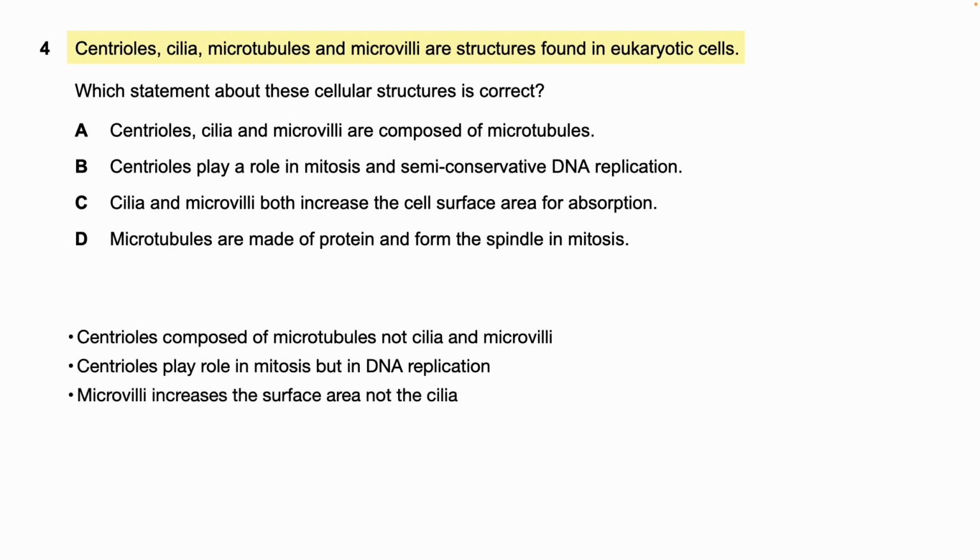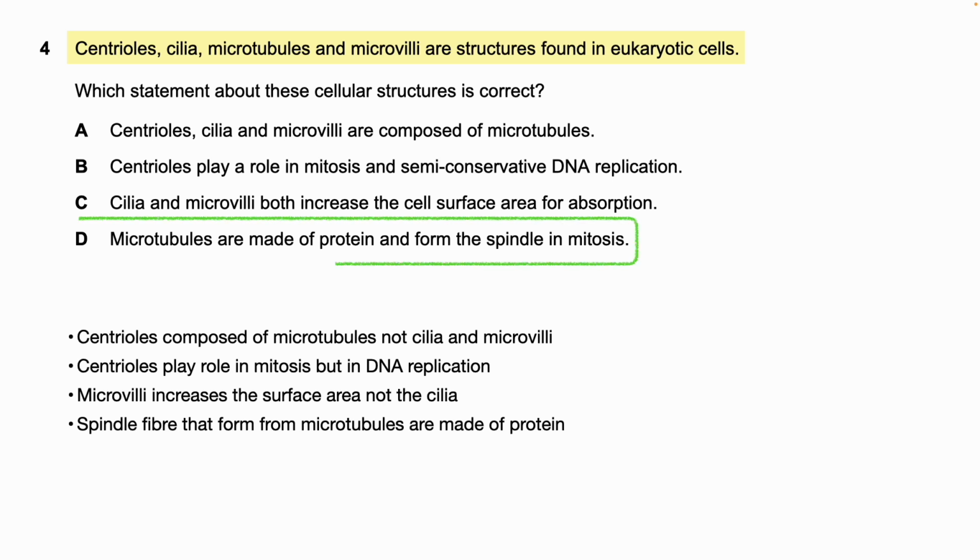And cilia and microvilli both increase the surface area for absorption. Microvilli increase the surface area for the absorption of nutrients, but cilia do not increase the surface area for absorption. Cilia are just there for the to-and-fro movement, which sweeps away the mucus. Then microtubules are made of protein and form the spindle in mitosis. So option D is the correct one.